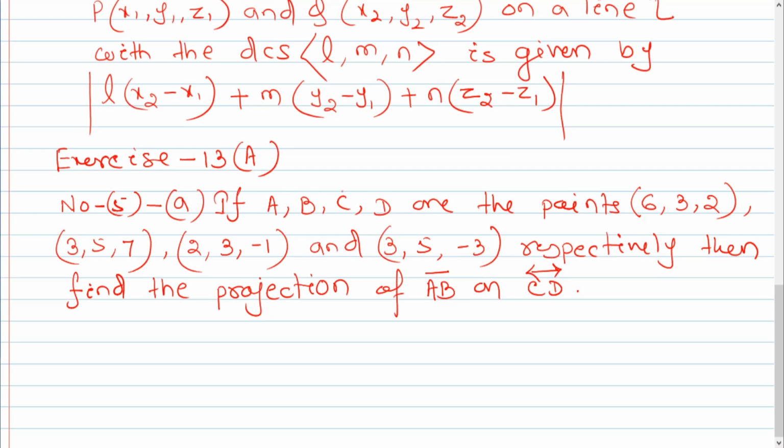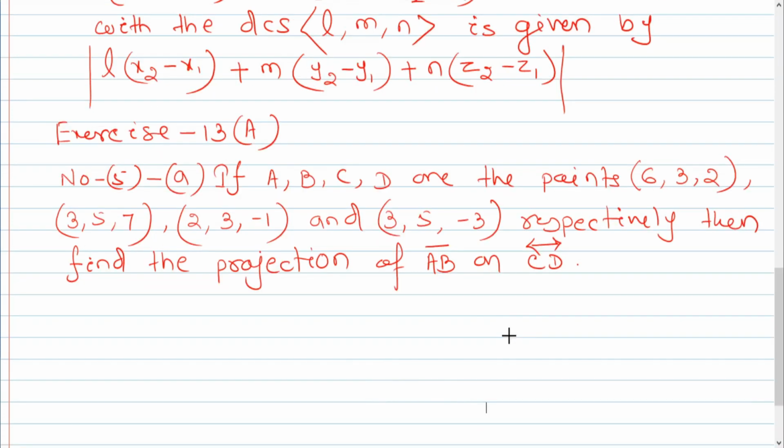So if A, B, C, D are the points 6, 3, 2; 3, 5, 7; 2, 3, minus 1; 3, 5, minus 3. That means the coordinates of points A, B, C, D are given. Now we have to find the projection of the AB line segment on the CD line. Suppose here is a line segment AB, that is A having the coordinates 6, 3, 2 and B having the coordinates 3, 5, 7.